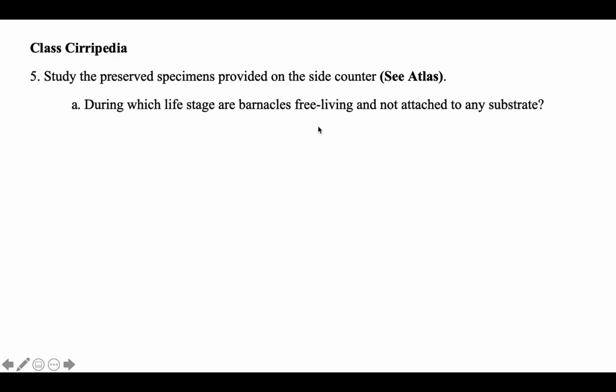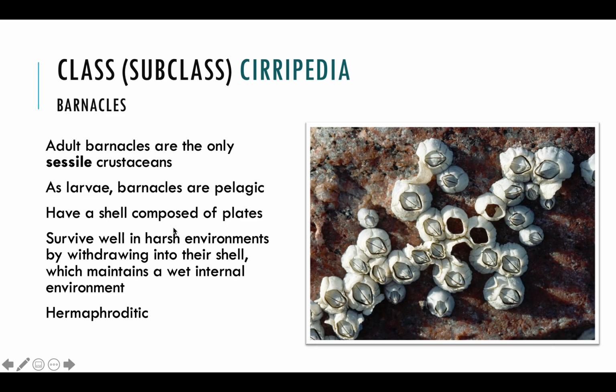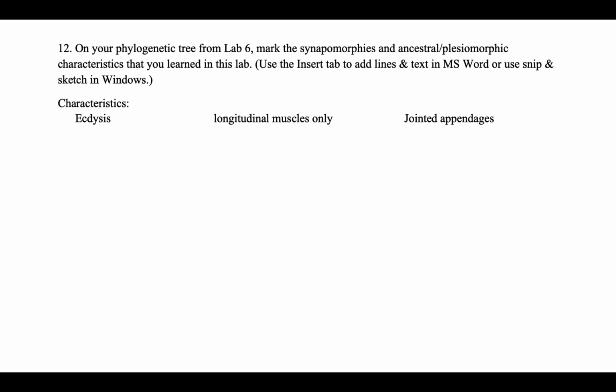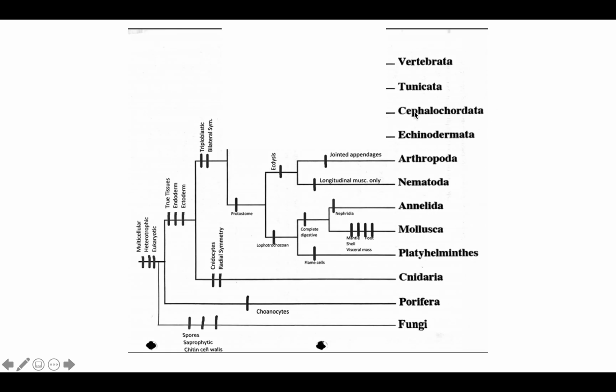So Cirripedia, during which life stage are the barnacles free living and not attached to substrate? So remember, as larvae, the organisms are free living, but as adults, they are sessile. Make sure on your phylogenetic tree from Lab 6, which is located on page 41, you add these 3 characteristics, okay? This is what your tree should look like thus far, all right? So we've gone through all of these phyla so far. So make sure to add ecdysis, longitudinal muscles, and jointed appendages, okay? Check this and correct your version if you need.